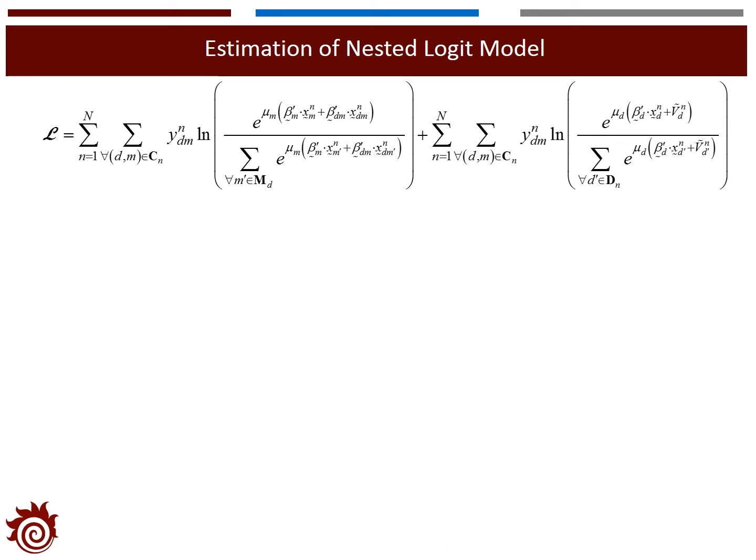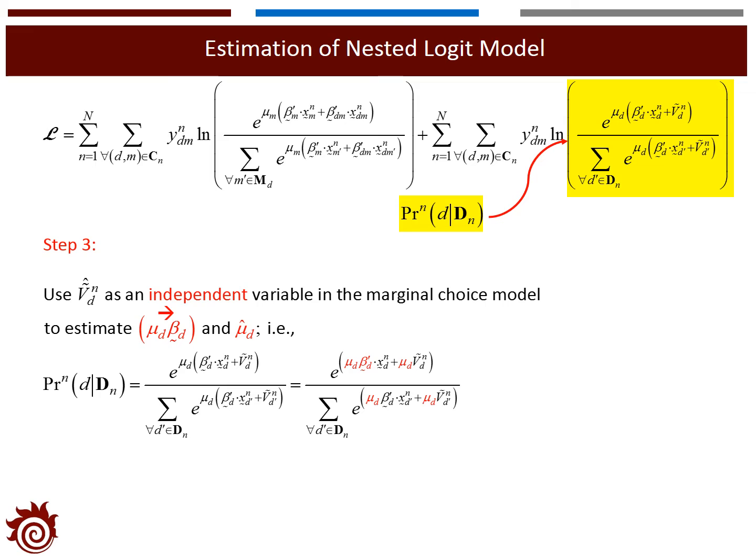The log sum term is applied in the second term with respect to the marginal probability to complete the estimation of mu d and beta d. In the third step, we say that the estimated log sum term is an independent variable applied in the marginal choice model, and we can use the second term to estimate mu d times beta d and also mu d hat. The estimation process is also the same as the MNL model. You can recall the detailed steps for the MNL model estimation.